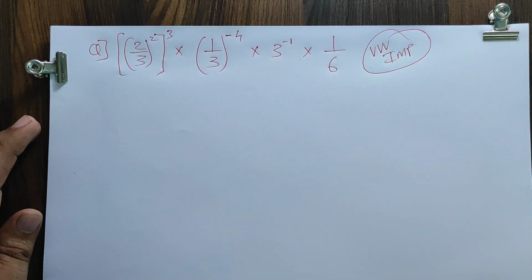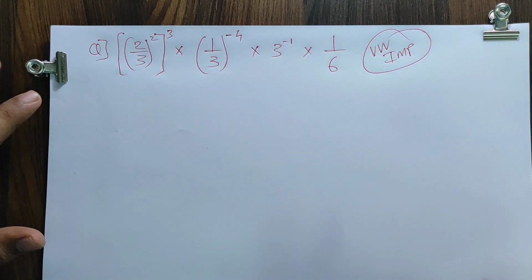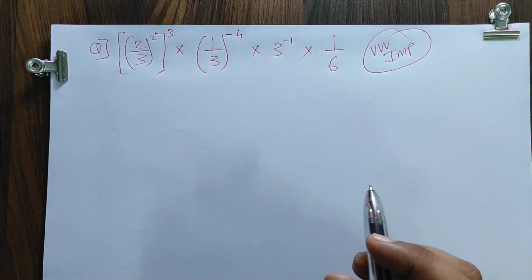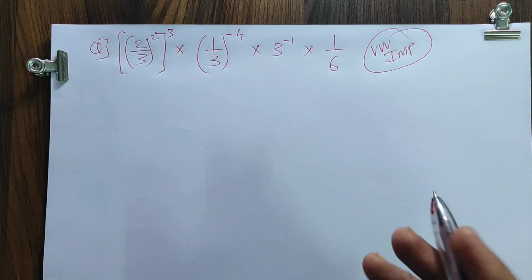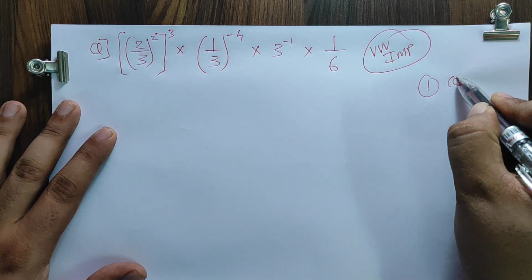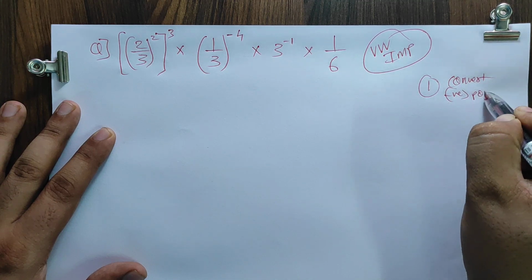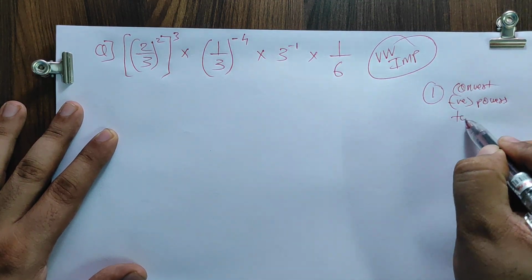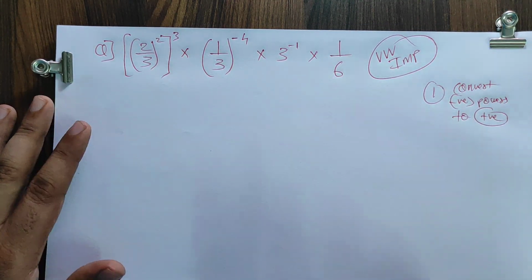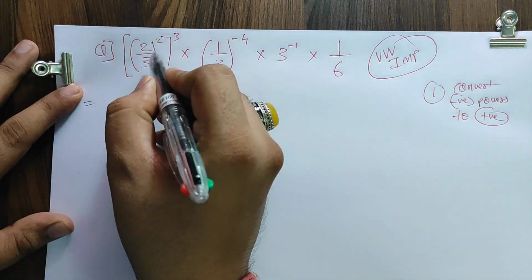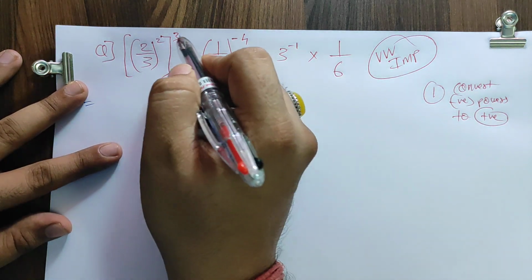Okay students, now the next question, very very very important. Why? Because it looks scary. Concept is very simple. The first step you all know, that convert negative powers to positive. This is the first step. Okay, so let us continue with the first step, all of you over here, and let's solve it to some extent if we can.